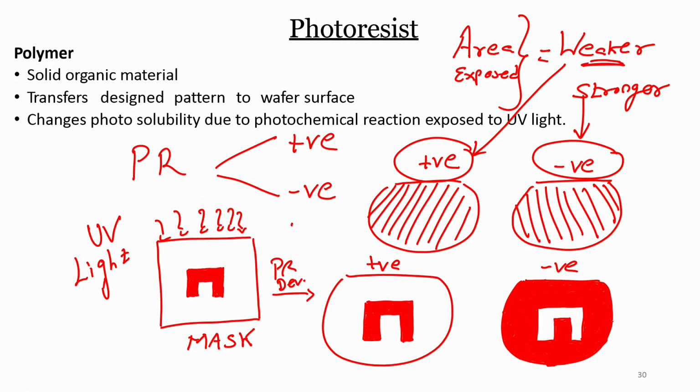The area which is not exposed becomes weaker in the case of negative photoresist. You can see here it becomes weaker. So, photoresist is developed in this area. It is very important to understand photoresist because we will be using positive and negative photoresist extensively when we understand photolithography.